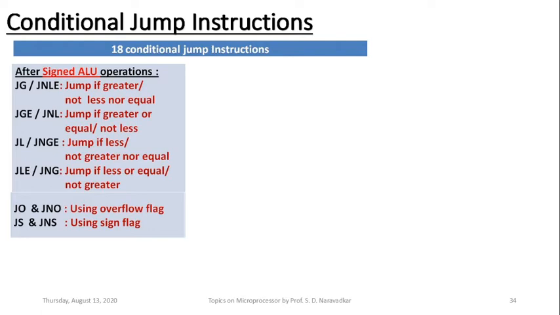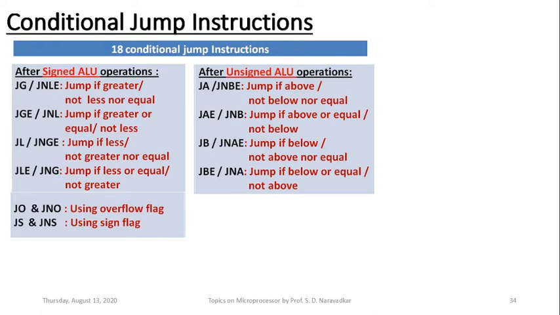Now on the right side, there are 4 conditional jump instructions which are to be used after unsigned ALU operations. Okay, normally unsigned operations use terminology like above and below. So here are 4 instructions which are stated here. Jump if above is having alternate mnemonic jump if not below nor equal.